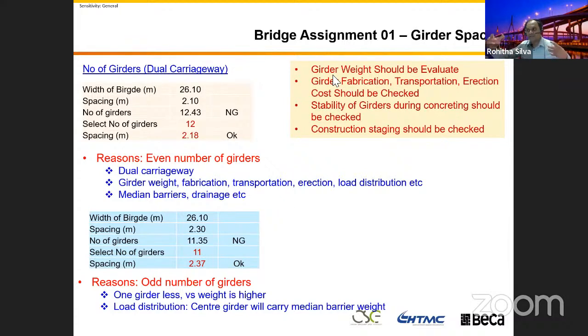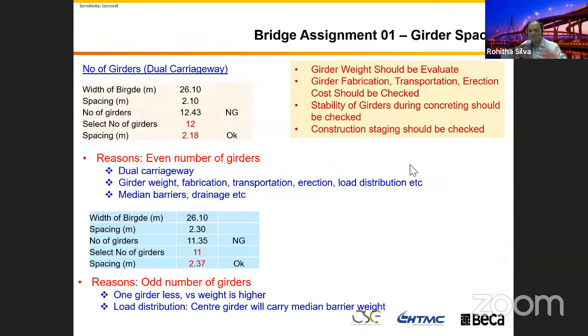The girder weight. What is the weight of the girder if you use the 1.8, 1.5, the spacing 2.18, 2.37? What is the weight of the girder, right? How difficult is it to fabricate this girder? How about the efficiency of fabrication, erection, transportation? The heavier the girder, the larger vehicles you need. Sometimes there are routes that do not allow you to transport.